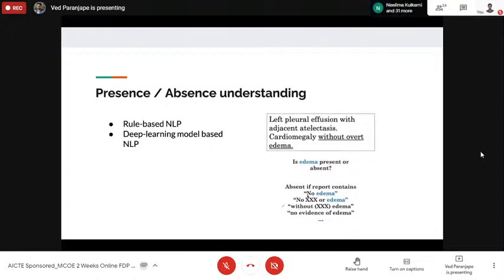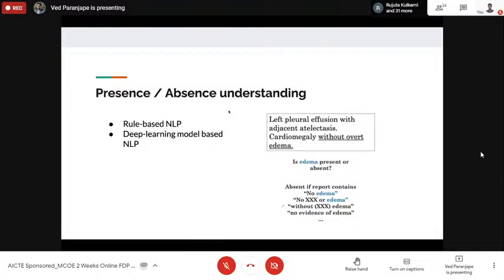So the patient is not suffering from edema. "No blank or edema" means that the "no" is applicable to the blank and also to edema. "Without blank edema," "no evidence of edema": all these things mean that edema is absent. This is the rule-based approach to detecting the presence and absence of a disease.